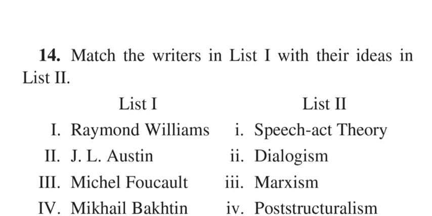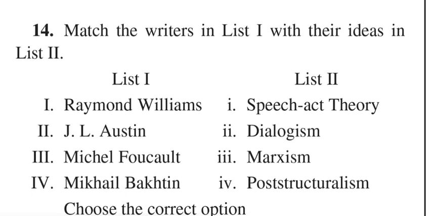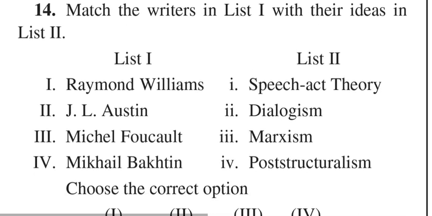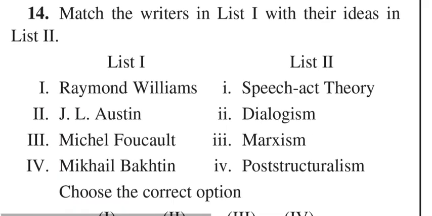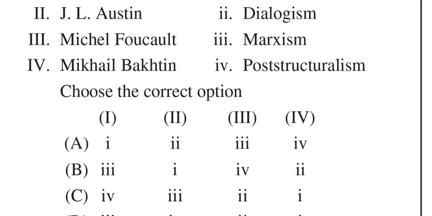Number 14, match the writers in list 1 with their ideas in list 2. So we have two lists. In list 1 we have writers, in list 2 we have theories. Raymond Williams, J.L. Austin, Michel Foucault, Mikhail Bakhtin. Speech act theory, dialogism, Marxism, post-structuralism. So correct options are like this.